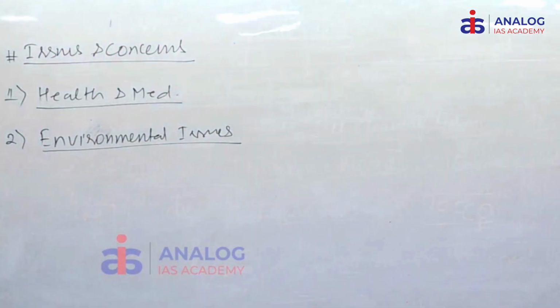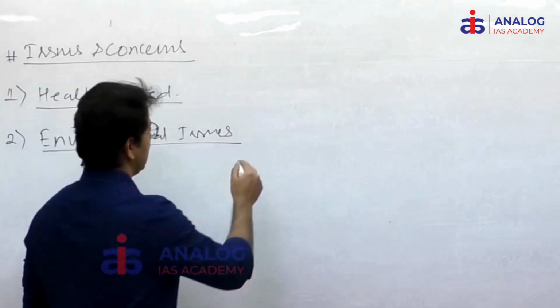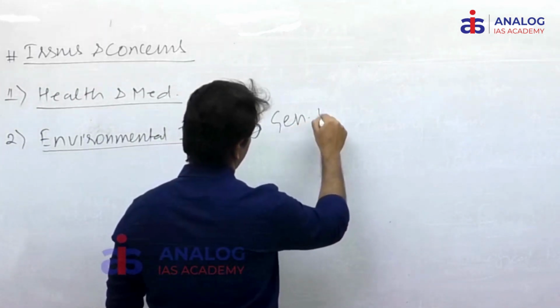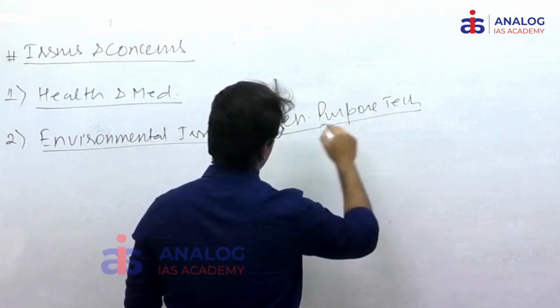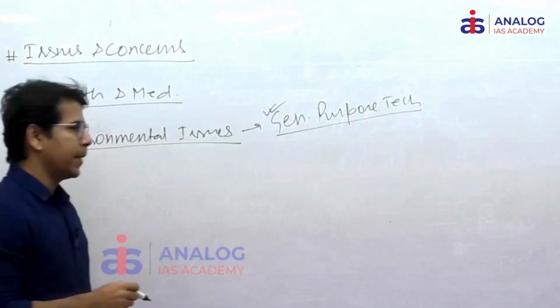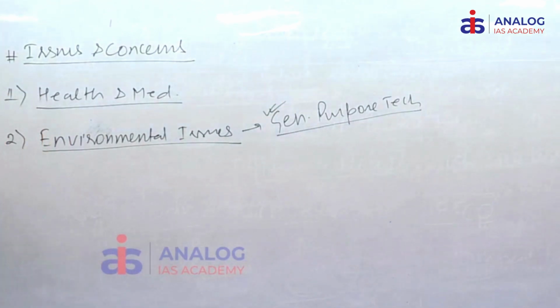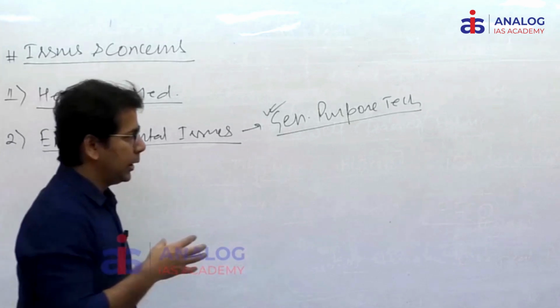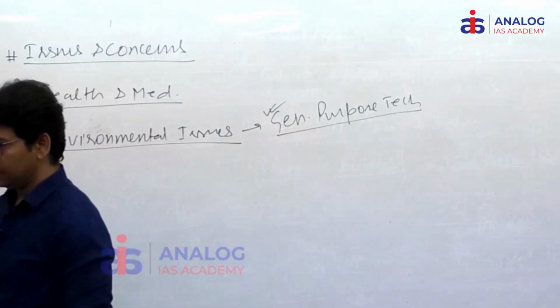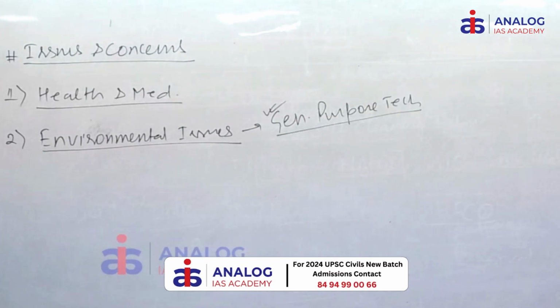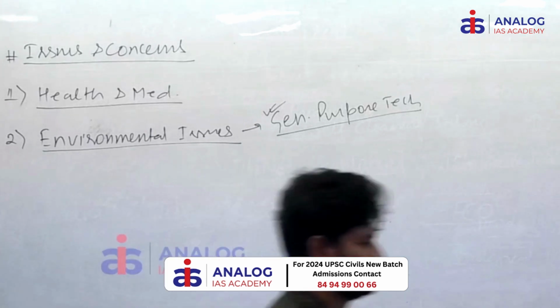Environmental issues. So we all know that nanotechnology is a general purpose technology, right? When we say general purpose technology, that means it will be used in almost all parts of life. Like we talked about in agriculture, medicine, fabric, electronics, every area of our life will have something or other from nanotechnology, right?